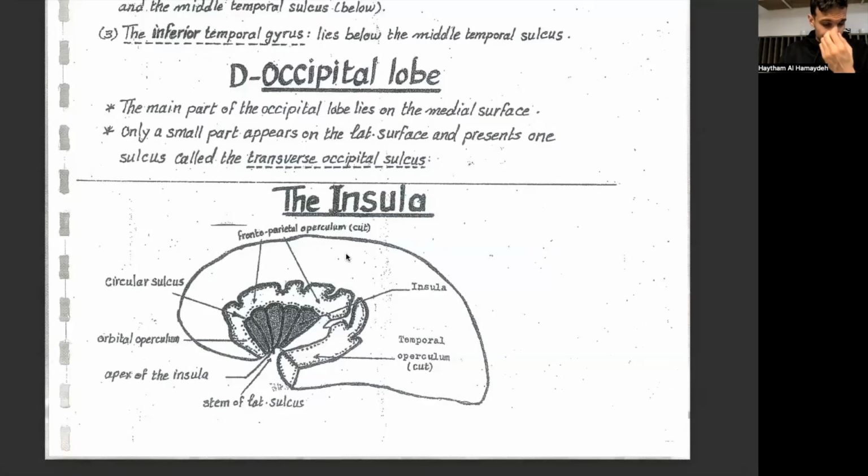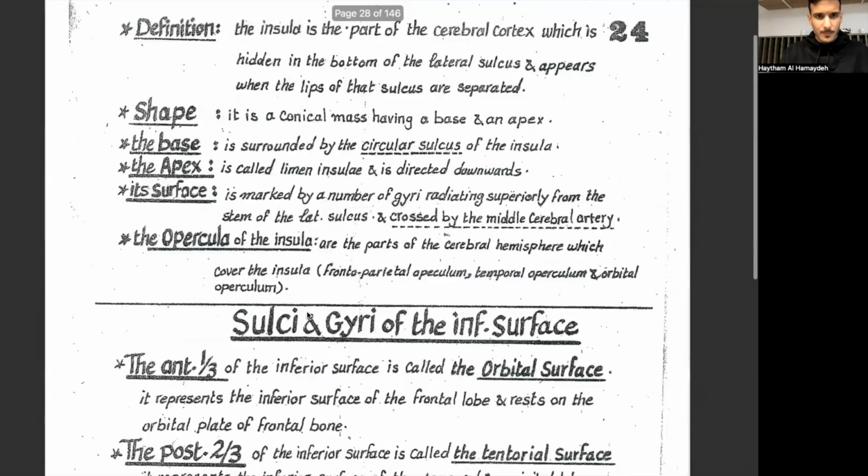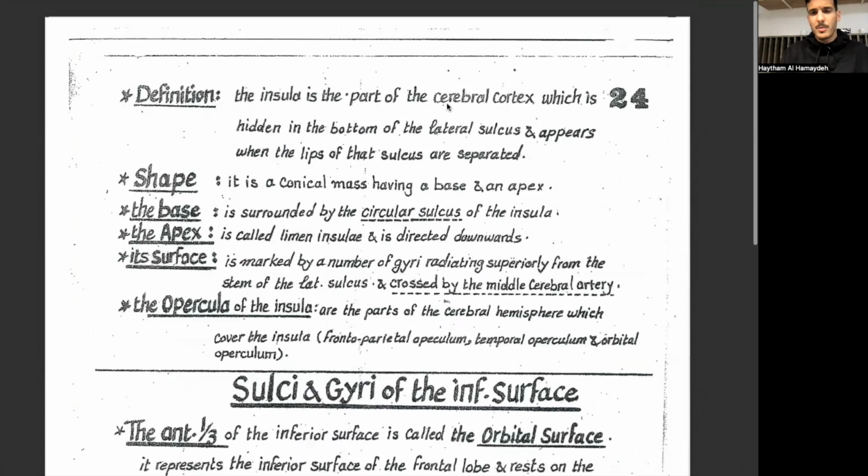So the insula is a part of the cerebral cortex which is hidden in the bottom of the lateral sulcus and appears when the lips of that sulcus are separated. In shape, it is a conical mass having a base and an apex. The base is surrounded by the circular sulcus of the insula. The apex is called limen insulae and is directed downwards.